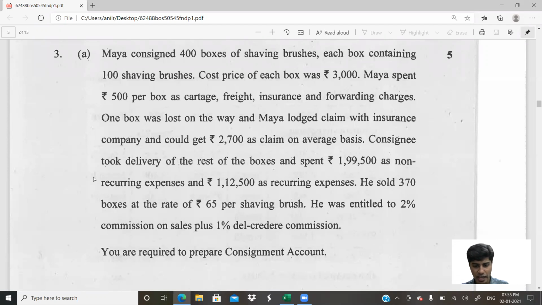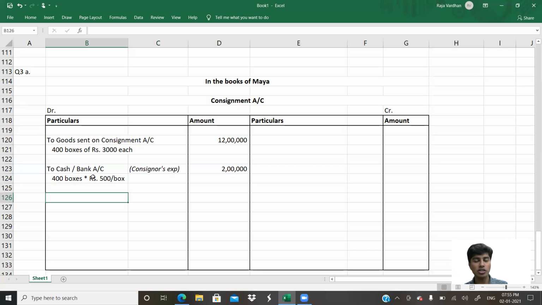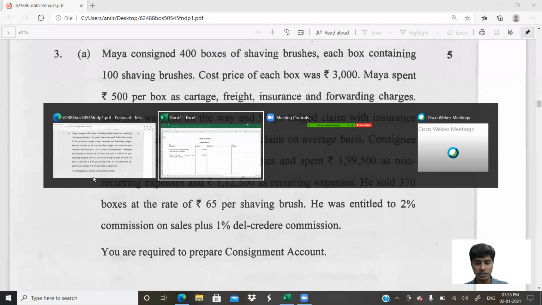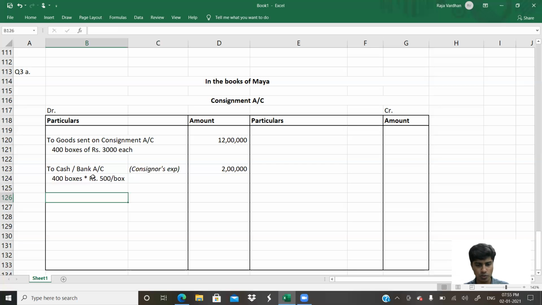After that, we have one box was lost on the way and Maya lodged a claim with the insurance company and could get 2,700 as claim on average basis. So she basically sent 400 boxes. Out of those, one box was lost in transit and she could get 2,700 rupees towards the insurance claim. Okay, let us see what is happening here.